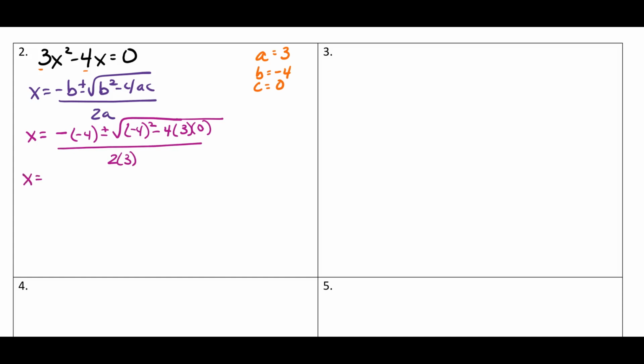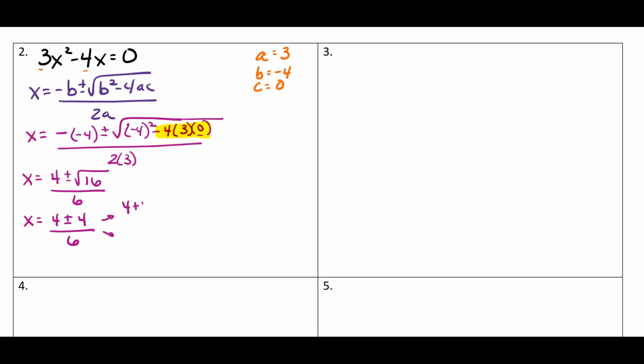So I have negative negative 4, which is positive 4, plus or minus, well, okay, I have negative 4 squared, which is positive 16. And then this expression right here equals 0 because I'm multiplying by 0 right there. So I just have a 16 underneath the radical. And then underneath on the denominator, we'd have 2 times 3, which is 6. So again, finishing this problem up, 4 plus or minus 16 is a perfect square. So now we simply break it apart.